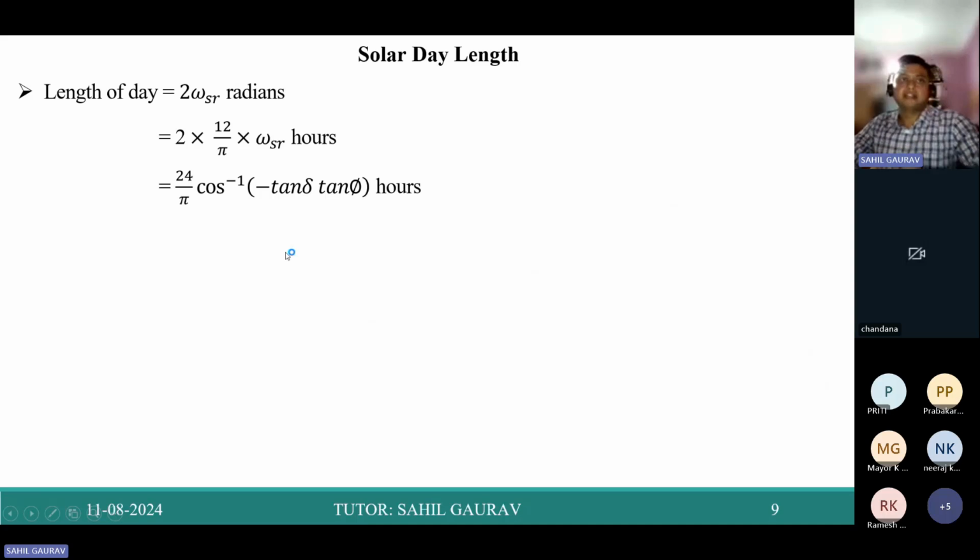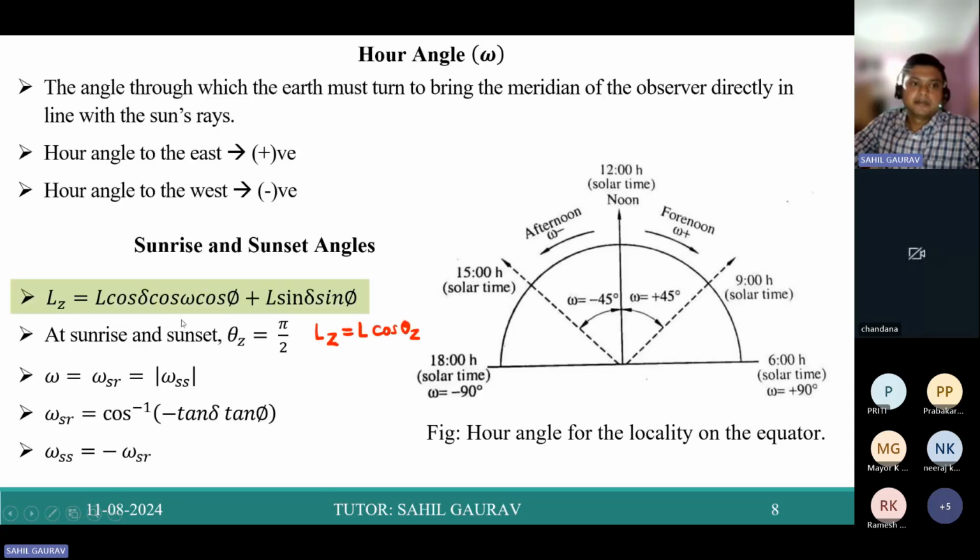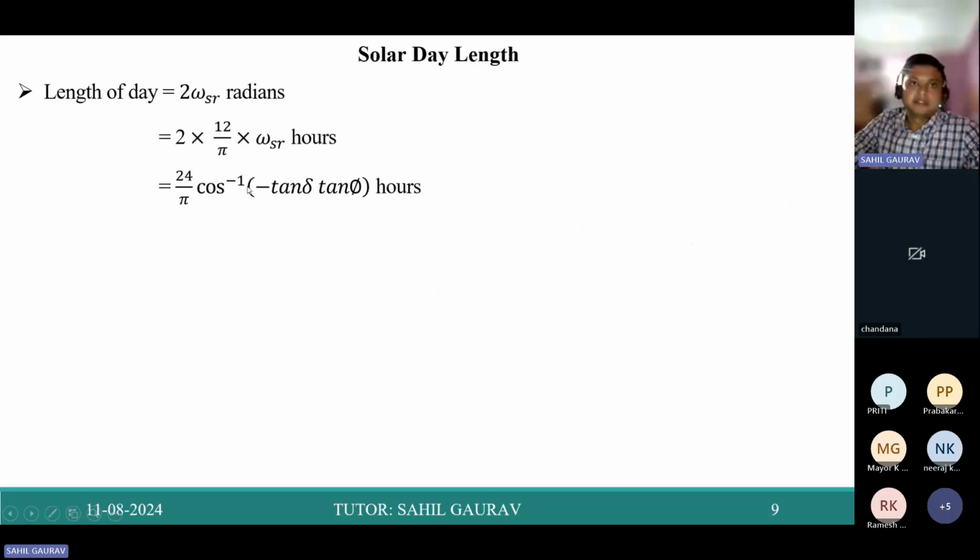Now, how can we find the length of day? We can find the length of day as twice the sunrise angle, and the sunrise angle we can write in hours as 12 upon pi into omega SR hours, and we know omega SR is cos inverse of minus tan delta tan phi.